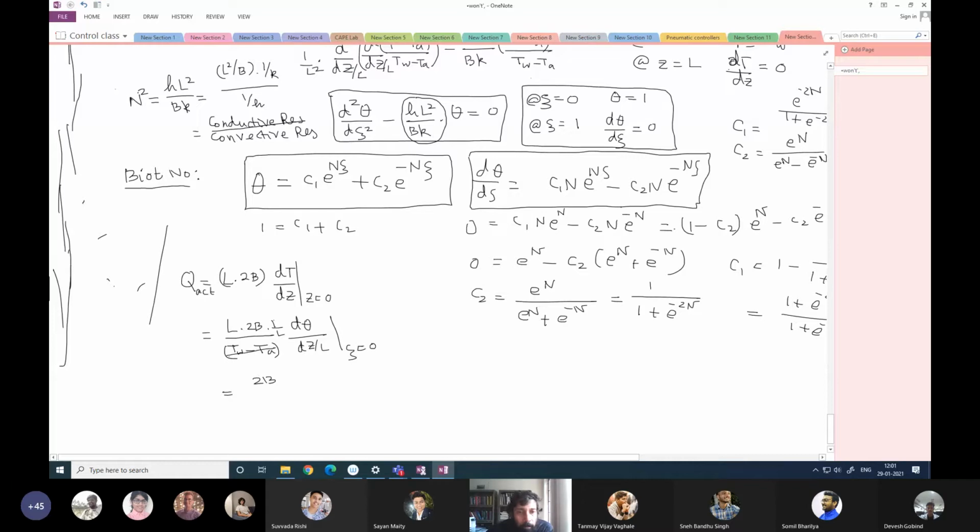Well, I have divided it here, so I should have multiplied it. So 2B times (T_W minus T_A) times L. Actually, this L cancels, times d theta by d zeta at zeta equals 0. So this Q is L times 2B area times flux, that is clear. Now what I am doing is transforming it in terms of the non-dimensional quantity. So maybe I can do it once again, this step.